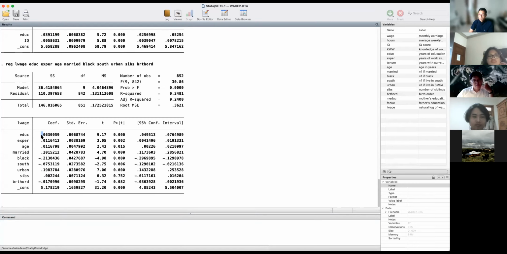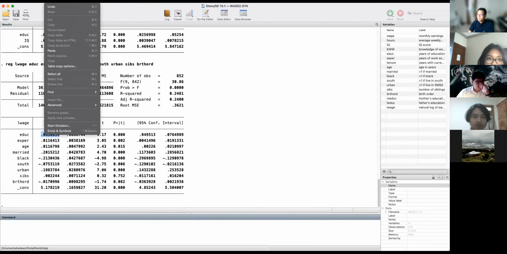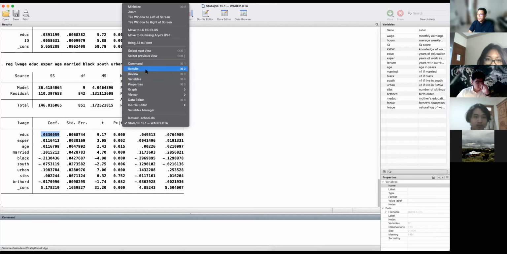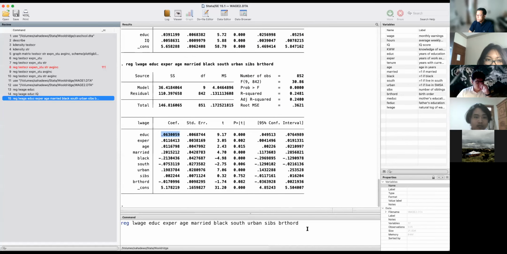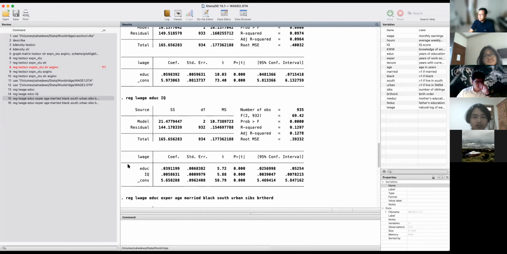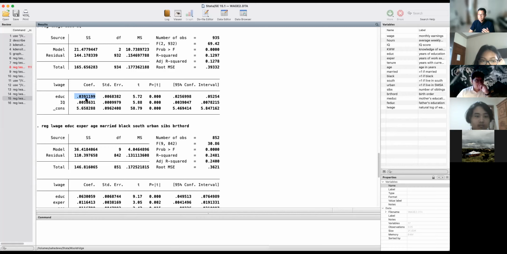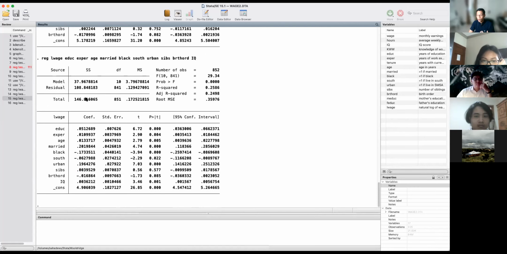Now, again, what happens when you include... I forgot one more thing. I actually forgot to include the variable that's important, which is the IQ. All right, so let's go back to this regression. When you just regress on education and IQ, the estimated return to education is 3.9. Now, once you include all the explanatory variables, the estimated return to education is about 5.12%.